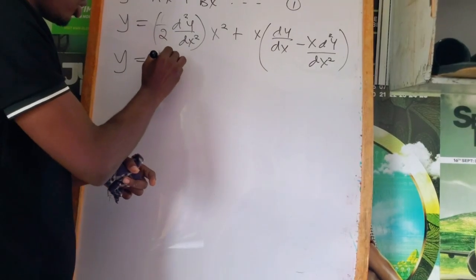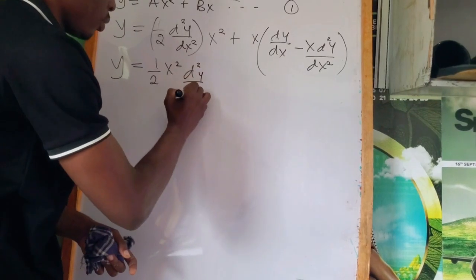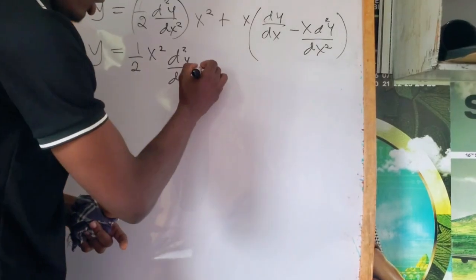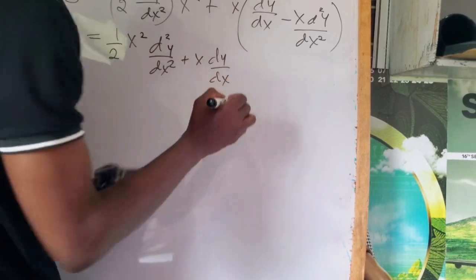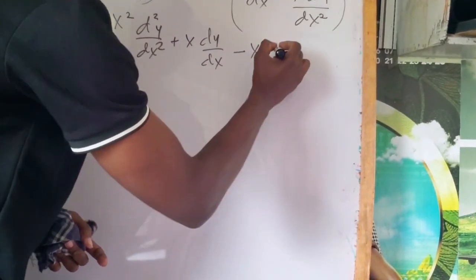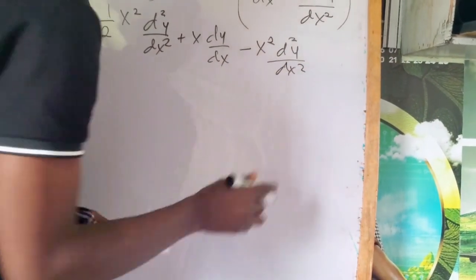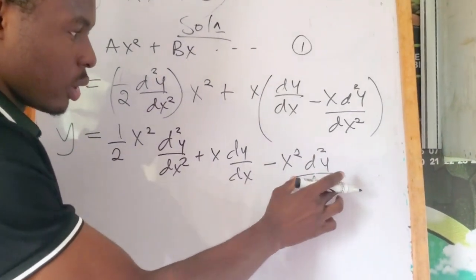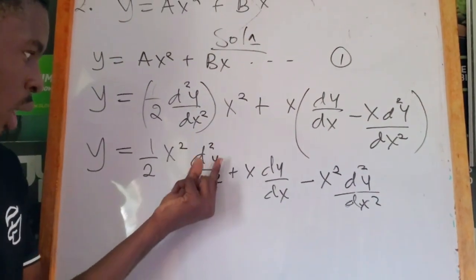So I'll just put it 1 over 2 x squared d2y/dx squared, plus this. So this is plus x dy/dx, x times this will give you minus x squared d2y/dx squared. Okay, it looks like we have two like terms. We have the d2y/dx squared, so this is minus x squared d2y/dx squared. Now this is the d2y/dx squared.